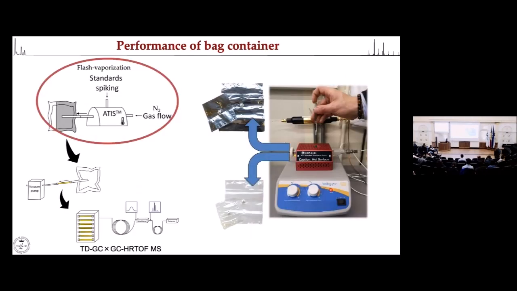Another way we tested these different bags, we tried how reproducible these bags are at keeping and releasing breath volatiles. And we used this little device here. Essentially, it's kind of an injector, a GC injector. So we inject liquid standard on top. This is a hot chamber, and there is a nitrogen gas flow in it that is then filling the bag or the tubes. And we did this with some standards.